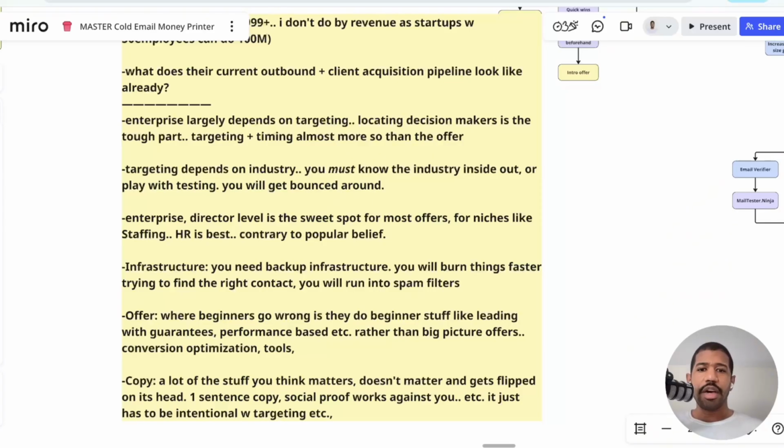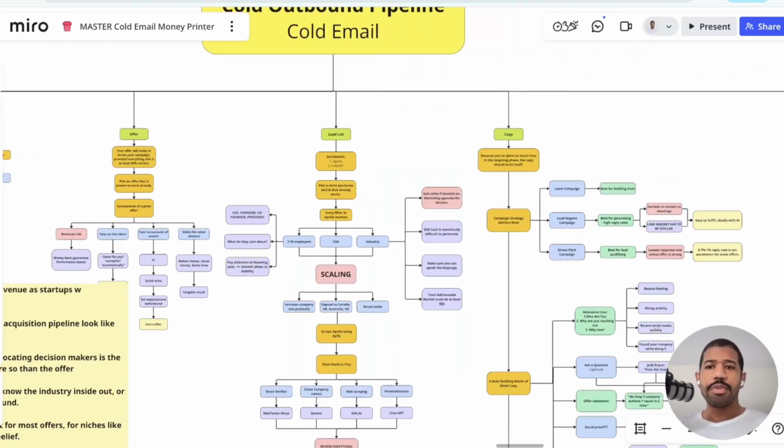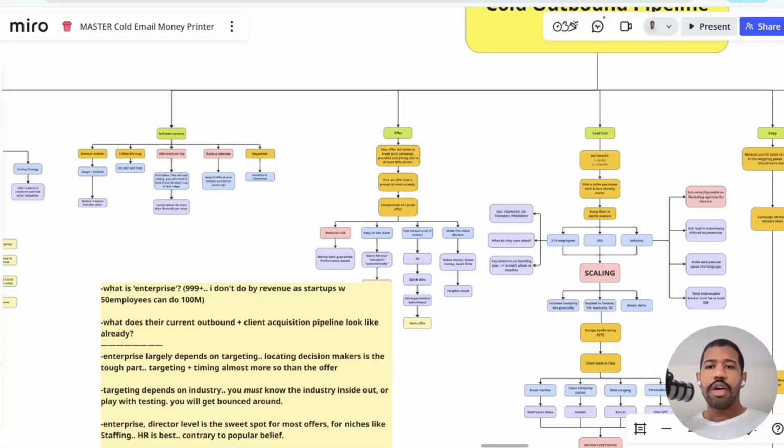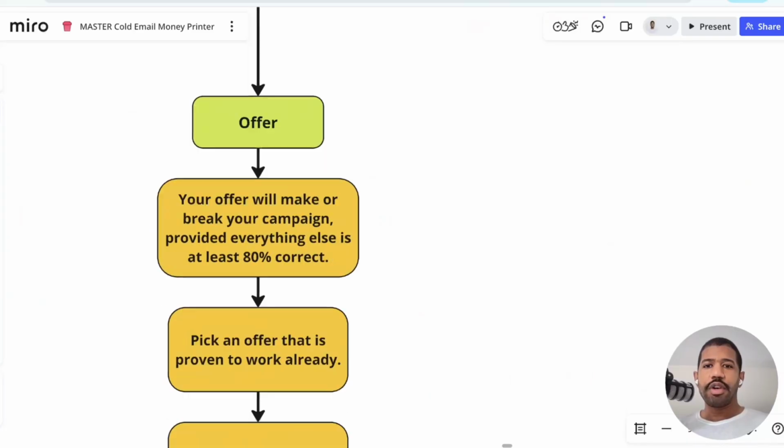Another thing to think about is how this affects offers, right? So we've talked about how this affects infrastructure. Now let's talk about how this affects offers.